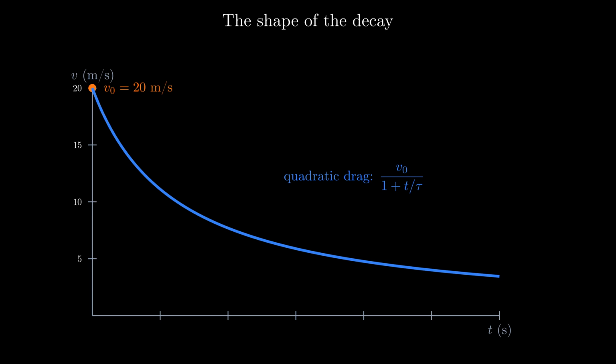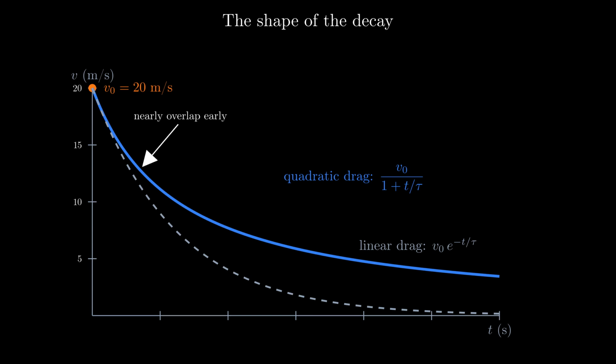Compare it to the low-speed case, where drag is proportional to velocity itself, not its square. There, the velocity falls off exponentially, as v naught times e to the minus t over tau. Early on, the exponential and the reciprocal look alike, but their tails part ways. The exponential keeps plunging, crushing the speed towards 0. The quadratic drag tail lingers, holding on to a small velocity far longer. Stronger drag while fast, yet a slower, fatter tail at the end.